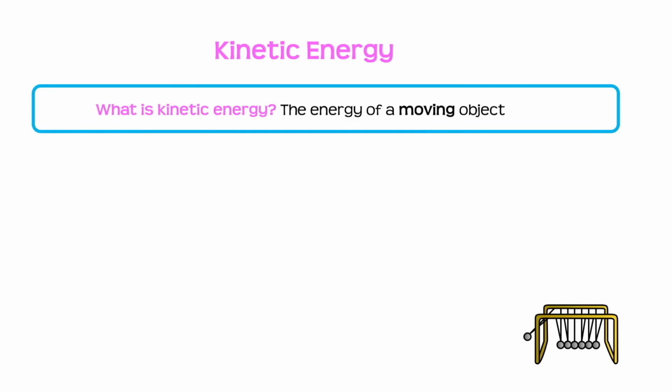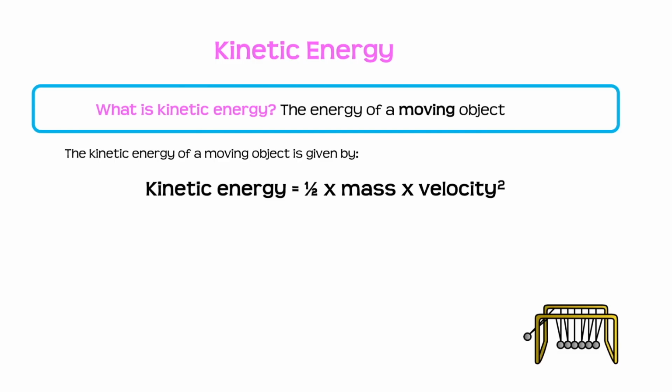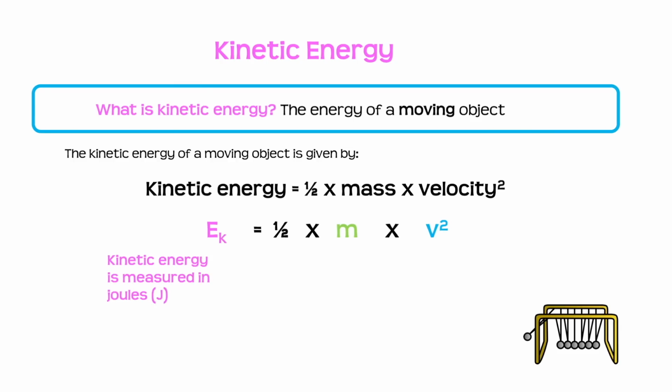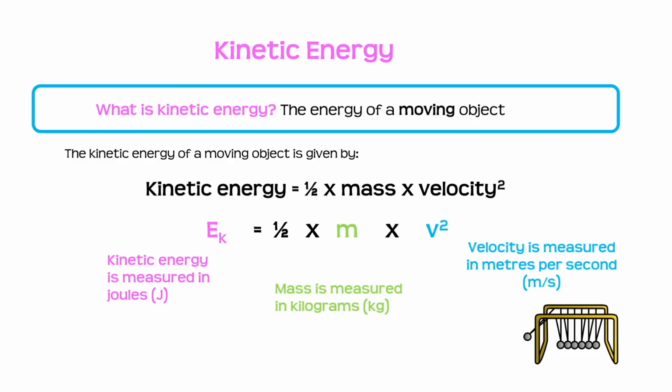Kinetic energy is the energy of a moving object. So the equation for this is kinetic energy equals half times mass times velocity squared. Or the simple equation of this is EK equals a half mv squared. So the unit of kinetic energy is joules, the unit of mass is kilograms, and the unit for velocity is meters per second.